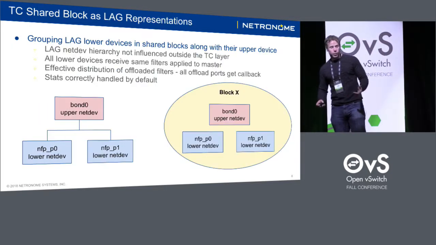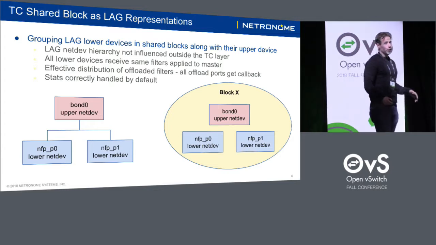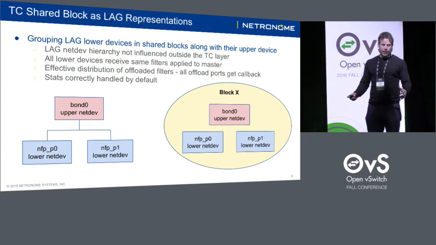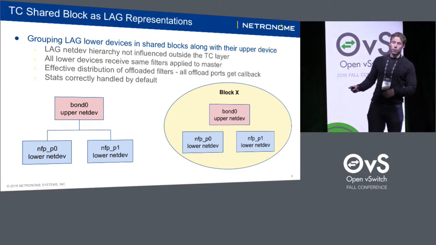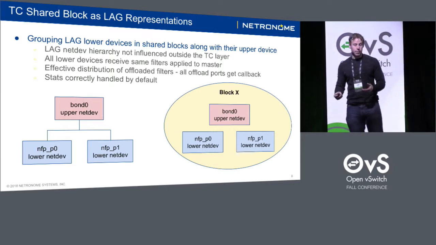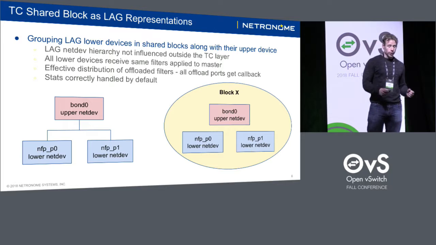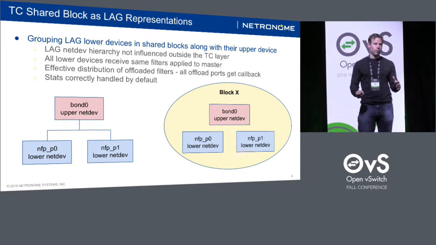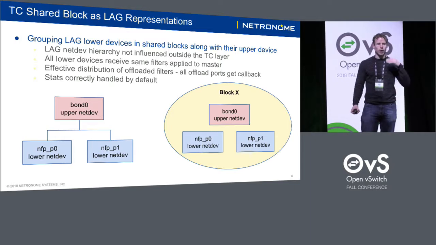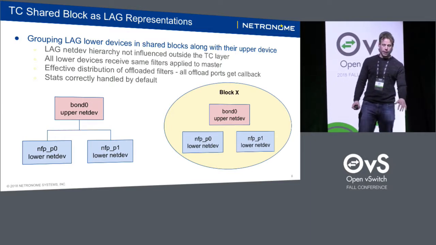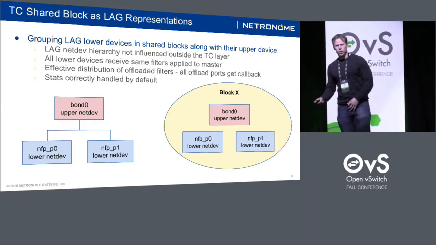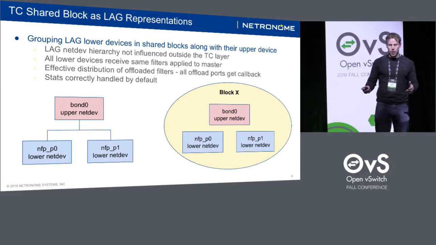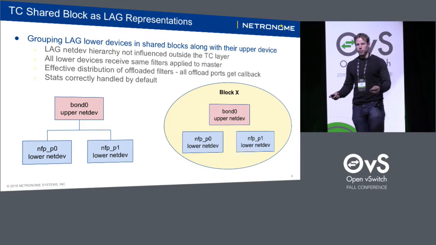So then with this, we effectively want to know if we can use this TC shared block infrastructure to have a representation of a lag device that we may be able to use here for offloading. So effectively, we have the hierarchy of, say, a bond on the left here, where we have the upper device and the lower device, and then a block which doesn't really have a new netdev created for a block, etc., where everything lives on the same level.